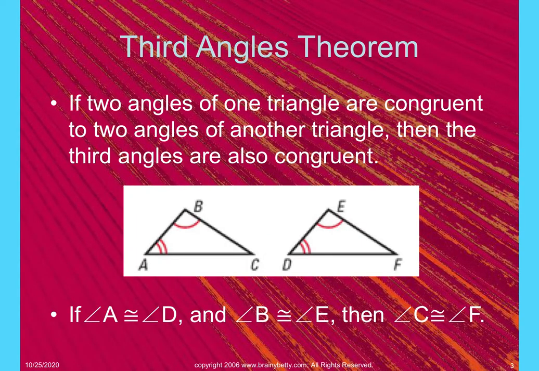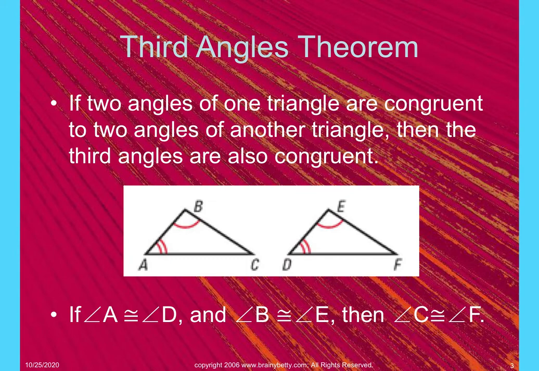Third angles theorem says if two angles of one triangle are congruent to two angles of another triangle, then the third angles are also congruent. So this is kind of common sense. Like if I know that this is 50 and this is 100, then this is 50 and this is 100, and all three have to add up to 180, I know it leaves 30 and 30 for the last ones.